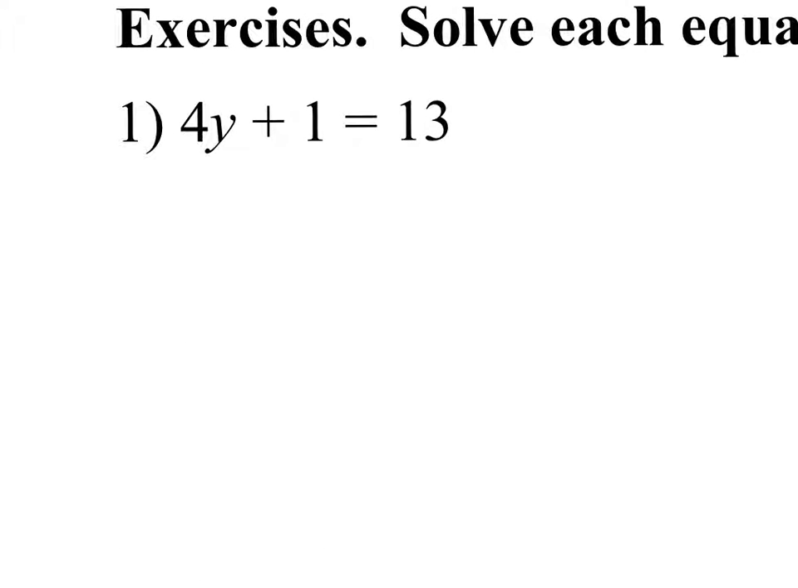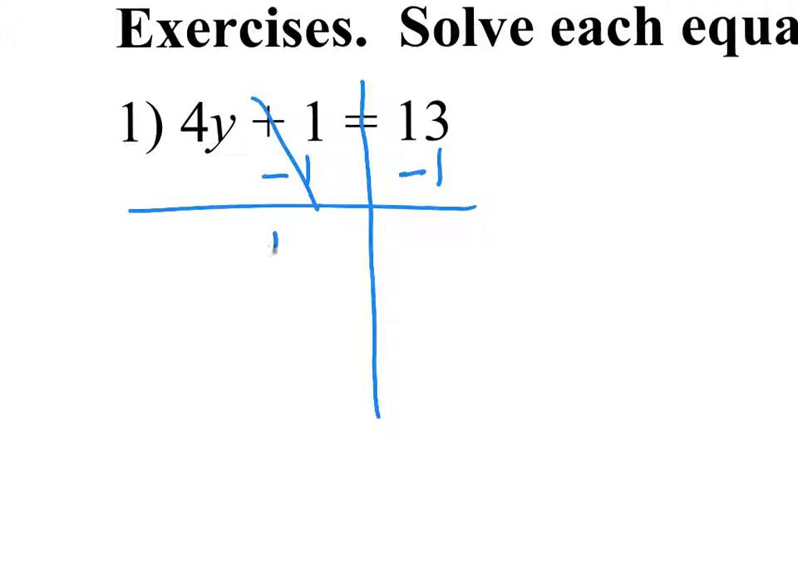Number 1, into the exercises. Okay, what's my variable? Y. Okay, so I'm trying to isolate y, so I got to start moving things away. So I'm going to subtract 1. Okay, do you see y? Yeah. Okay, subtract 1. And then I would mark that out, 4y equals 12. So 4 and y are multiplying, so the opposite would be to divide. So y is going to equal 3.